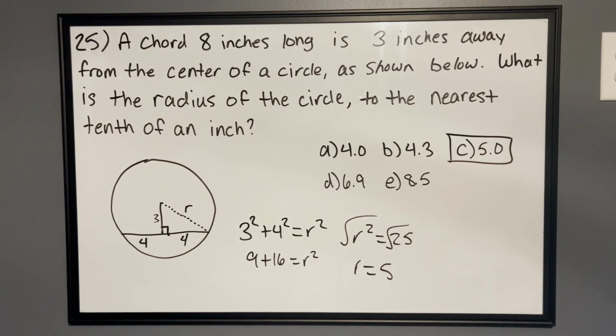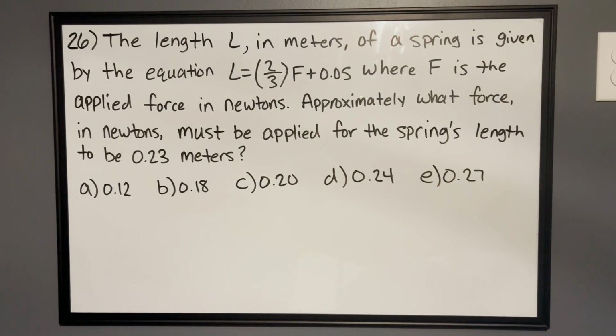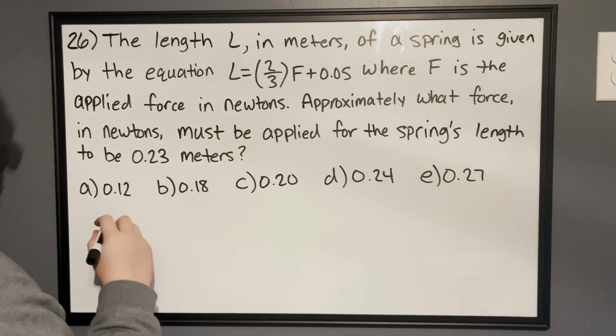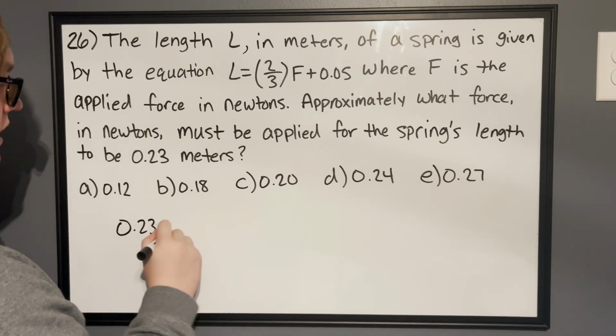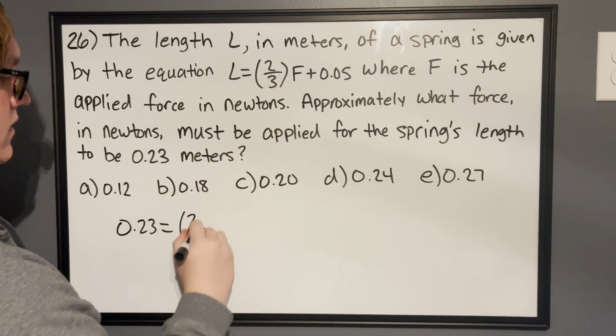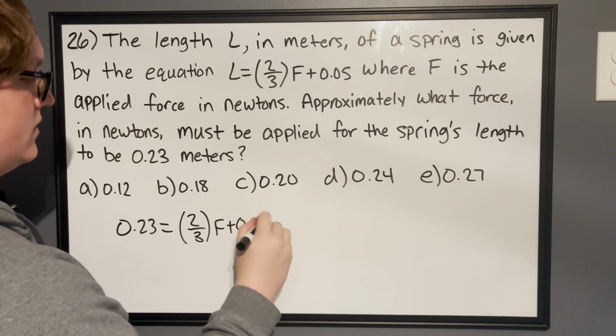Let's move on to question number 26. All right, so here we have question number 26. It says the length L in meters of a spring is given by the equation L equals 2/3 F plus 0.05, where F is the applied force in newtons. Approximately what force in newtons must be applied for the spring's length to be 0.23 meters? So we're given what the final length is, and that's where L is. So we're going to go ahead and just plug that into the equation. So we have 0.23 is equal to, the only thing we don't know is F, 2/3 F plus 0.05.